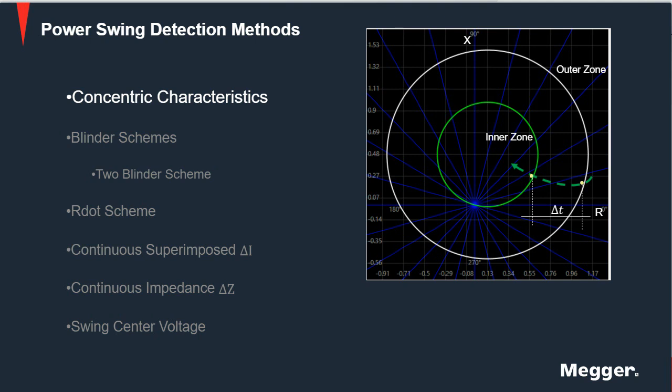And what you do is you decide that you are going to put some separation between these two, and your power system studies will tell you what is the actual time that you can allow for the impedance to travel in this trajectory without having to trip.